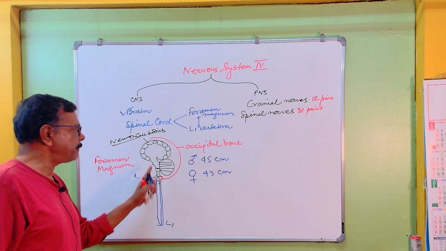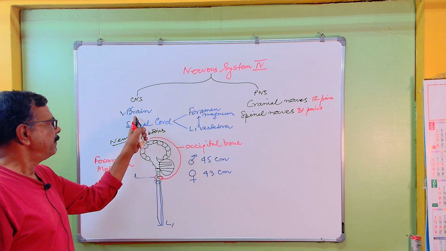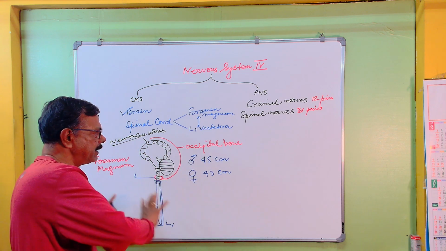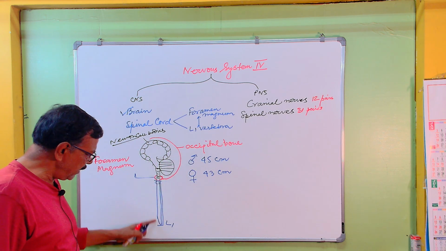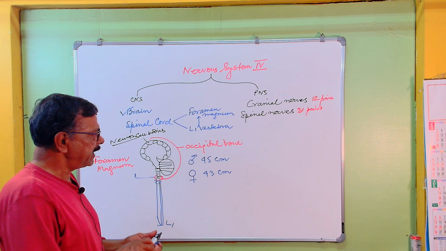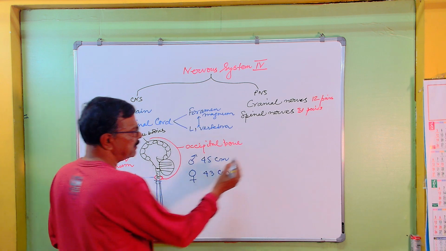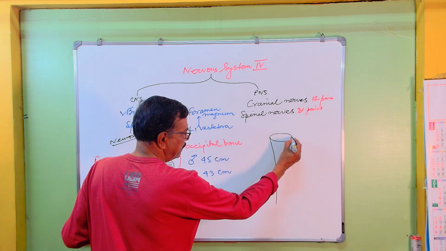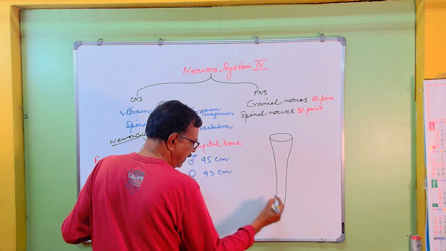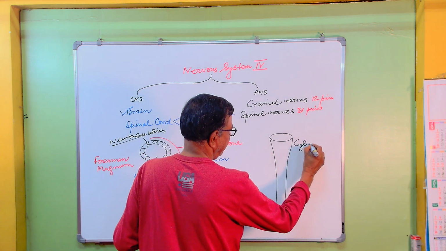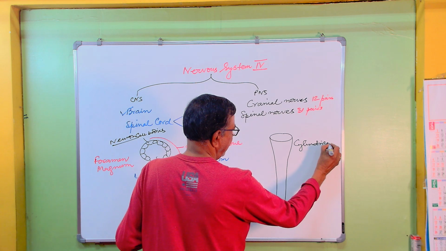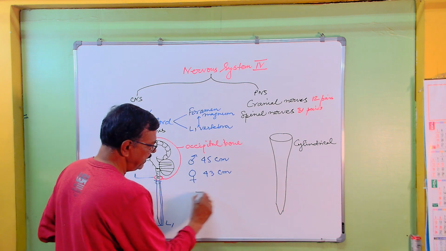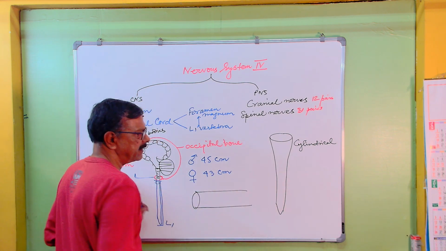But these two are parts of the central nervous system, may it be spinal cord, may it be brain. Peripheral is that which comes from the periphery. Now we will learn about this spinal cord. The spinal cord is cylindrical in shape. So it is like a cylinder.